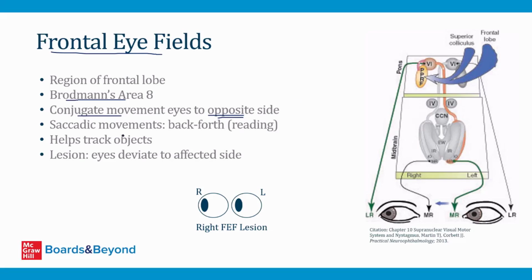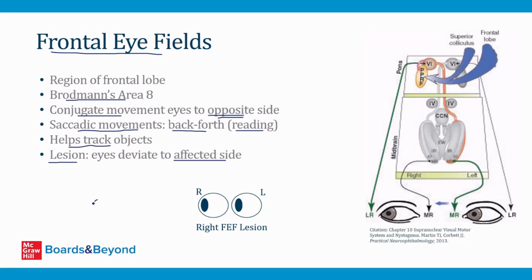The frontal eye fields are also important for saccadic movements of the eyes. So when you're moving your eyes back and forth, like when you're reading. And the frontal eye fields are also important for tracking objects. So if you want your eyes to follow a moving object, the frontal eye fields coordinate that. And a key thing to know about the frontal eye fields is that when there's a lesion of the frontal eye fields on one side, the eyes will deviate toward that side, toward the affected side.